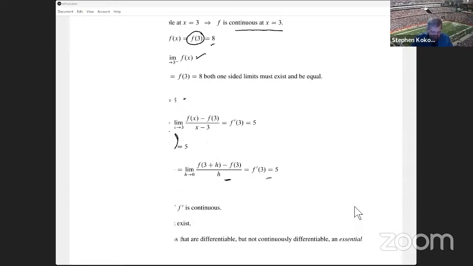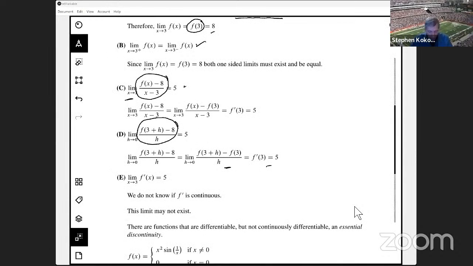The limit as x goes to 3 of f prime of x is equal to 5. Well, remember from looking up above, we were told that f prime of 3 was equal to 5. And so it looks like it ought to be true. But the problem here is we can't use direct substitution to evaluate this limit. And the reason is that we don't know whether or not f prime is continuous.